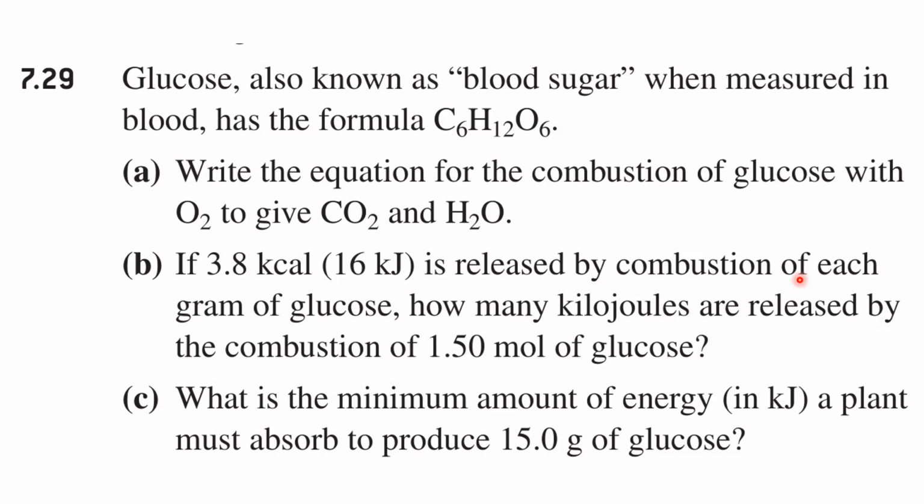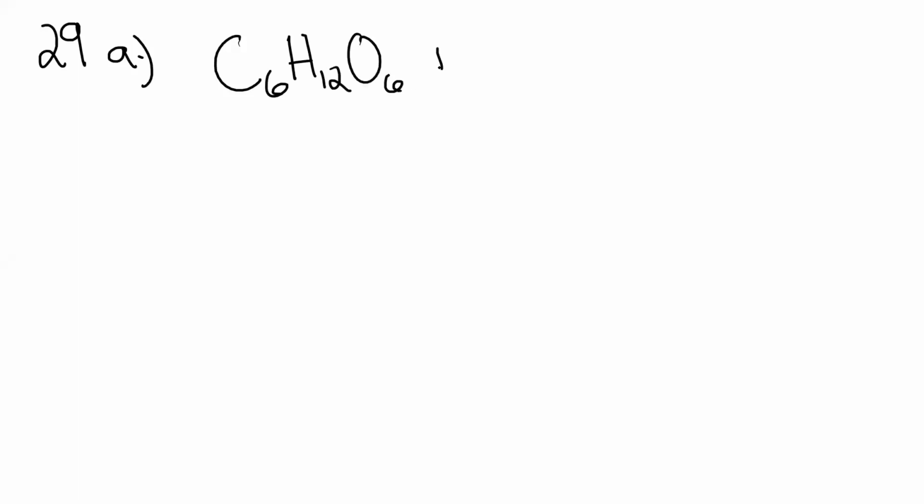A? Sure. Okay, so not with a laser pointer. Let's try with an actual pen. 29A tells us that one of our reactants is glucose, C6H12O6. They tell us that it is a combustion reaction. So even if they hadn't told you O2, combustion requires that it is reacted with oxygen, diatomic oxygen, O2.